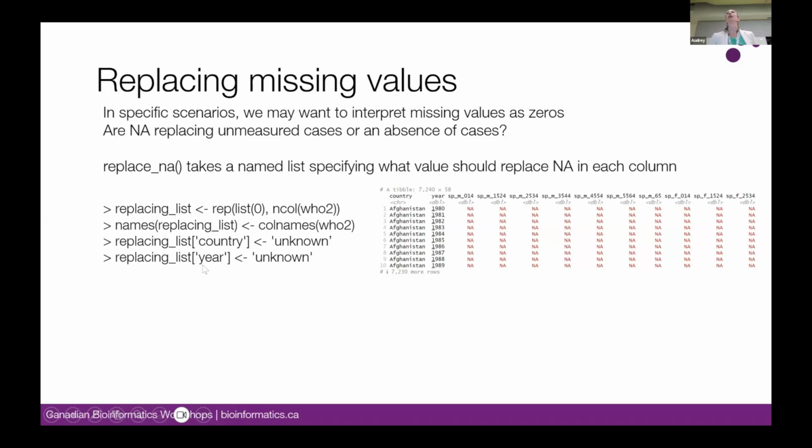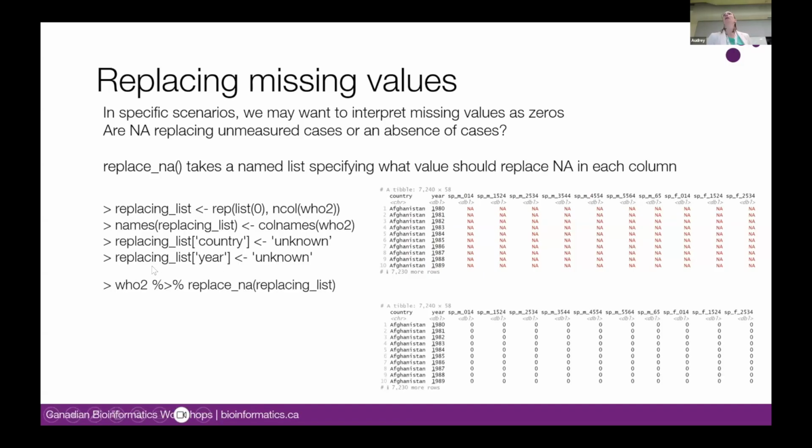But then for country and year, I did not want a 0 in case they were missing. I wanted to have a known. And then finally, I do my replacement. And so everything that was an NA now becomes a 0.